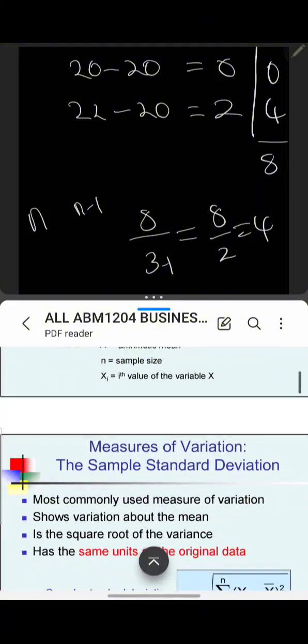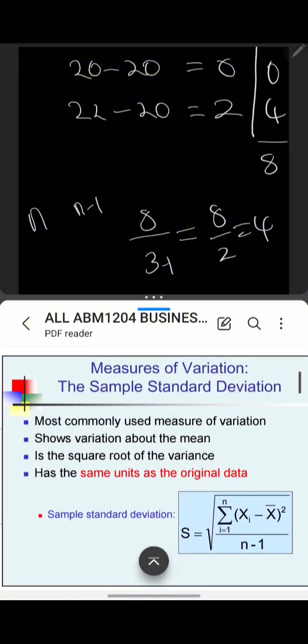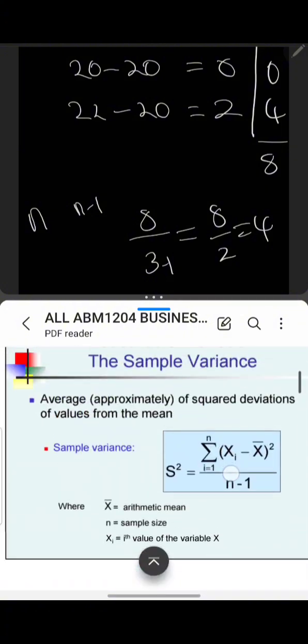We shall look at a better example later on. That is just to show us. Now, the next measure is the most commonly used measure of variation. Okay, I've moved on to standard deviation, sorry.